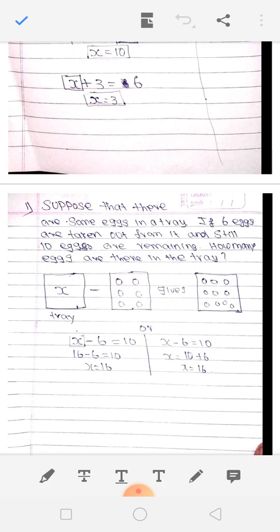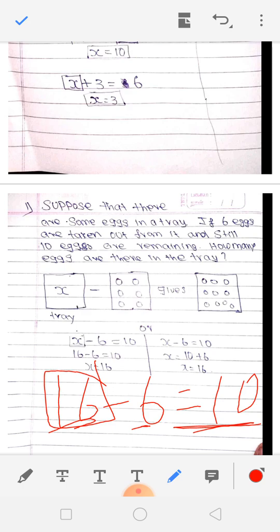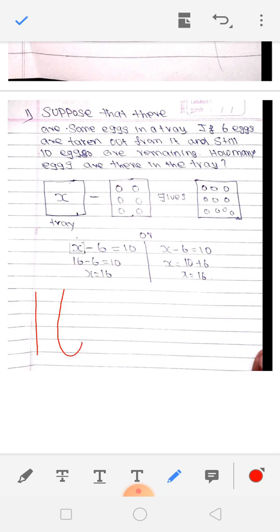Suppose I put the x value as 16. 16 minus 6 is equal to 10. Is it correct? Yes, it is correct, because 16 minus 6 is equal to 10. So totally there were 16 eggs in the tray. I have taken 6 from that 16, so the answer will be 10 remaining. That's it.